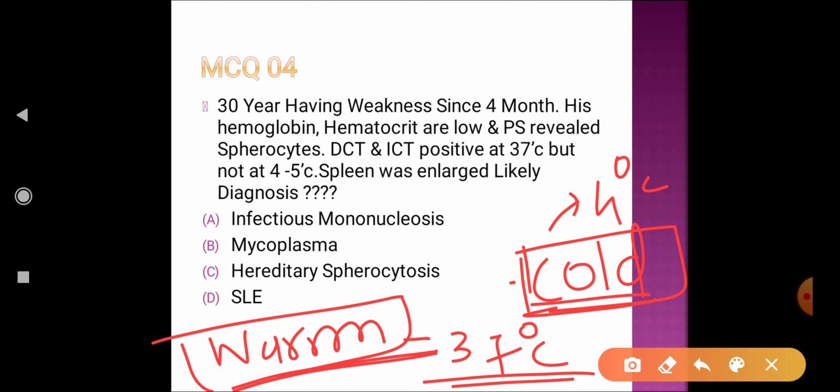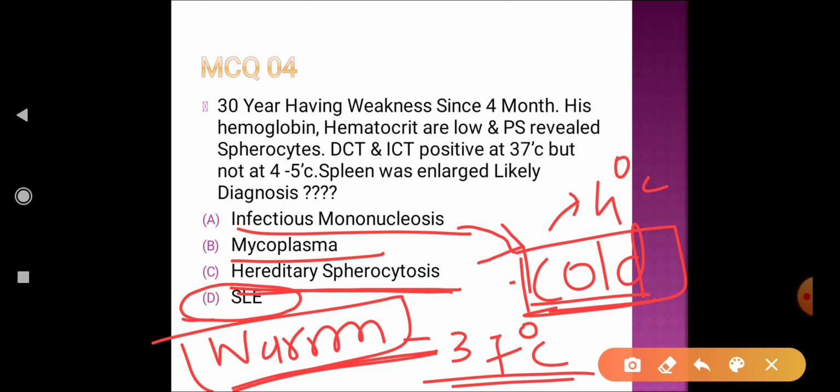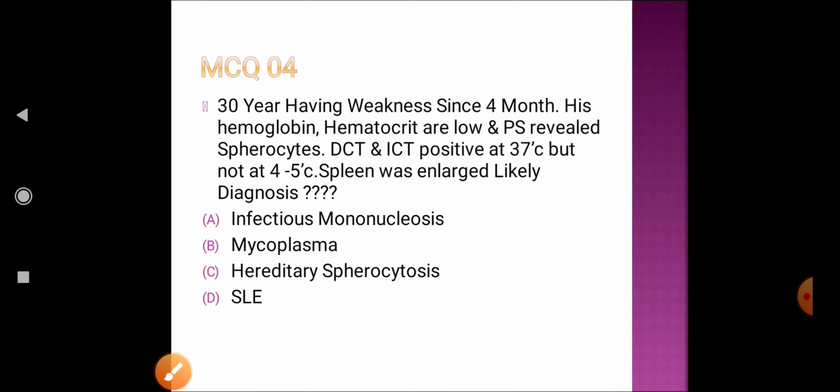So now what could be the diagnosis? The diagnosis is SLE, because infectious mononucleosis and mycoplasma are the causes of cold type autoimmune hemolytic anemia, not warm. And obviously, hereditary spherocytosis could not be the answer because DCT and ICT are usually not positive in hereditary spherocytosis. So the warm type of autoimmune hemolytic anemia is the cause, and the answer is SLE.